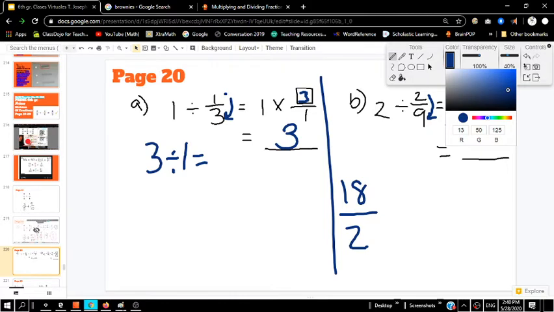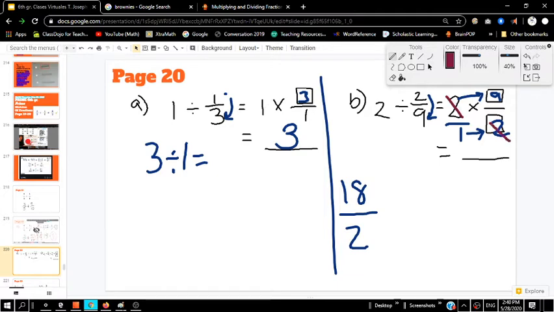Or, if we notice that this 2 and this 2 are the same, we just cancel them out by dividing both of them by 2, which means that we're left with 9/1, which is our answer, 9. 18 divided by 2 equals 9.